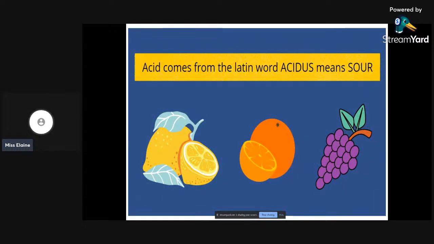Acid comes from the Latin word acidus, which means sour. So one of the main properties of acids is that they are sour. They all have a sour taste. The more sour it is, the more acidic it is, and the more acidic it is, the more dangerous it is. Why? We have here lemon, oranges, and grapes.